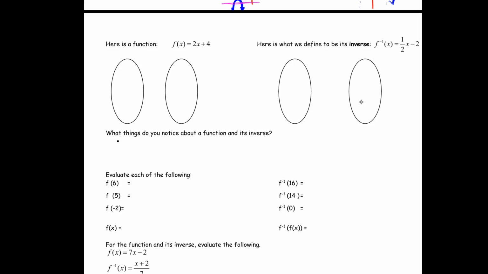Reflect first and then shift. Good question. Okay, so here's a function.